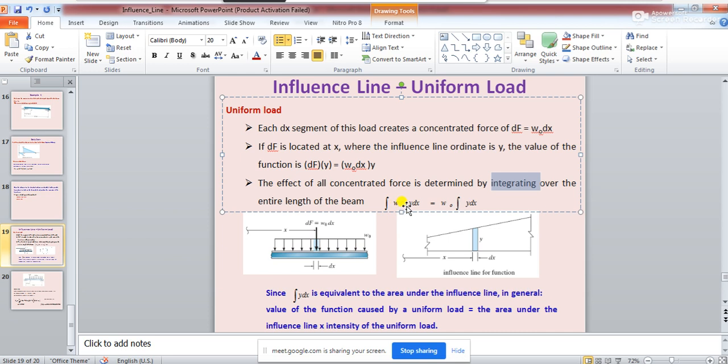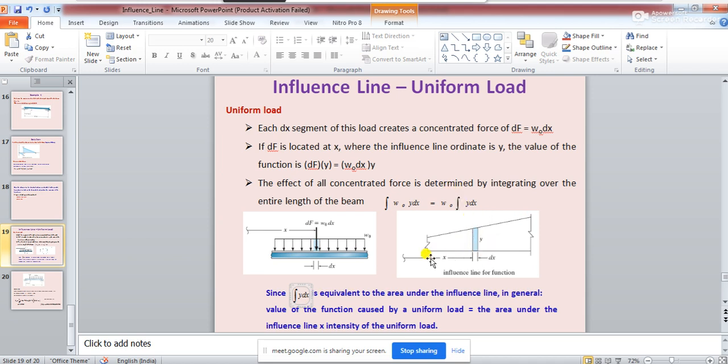If you integrate over that length, what will it become? W0 into y into dx. Now you see, W0 is a constant term, so it will come out, and you are going to get an equation W0 times the integration of y dx. This is very simple to see. What is this integration y dx? Y is the ordinate of the influence line diagram, and dx is just the small length of this influence line. So y dx is nothing but the area under this influence line diagram.